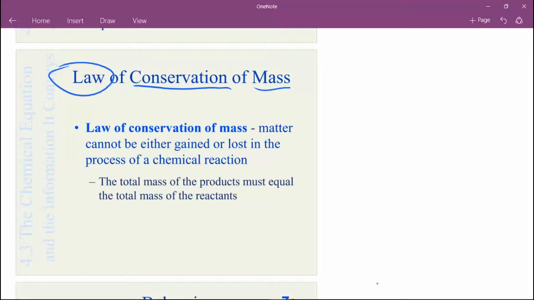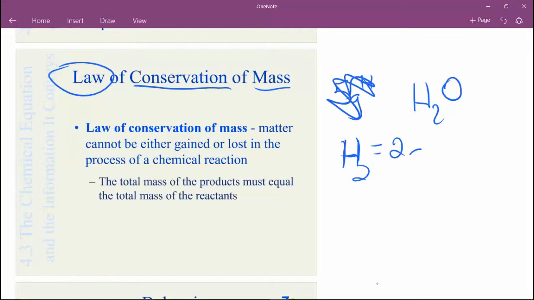So if I have 5 grams of hydrogen, well, let me use a better example. Hydrogen has a mass of, let's say, 1 gram, right? And in water, in the formula H2O, we have 2 moles of hydrogen, so H2, that equals 2 grams. We have 1 oxygen, which equals 16 grams. So that has a total mass of 18 grams.